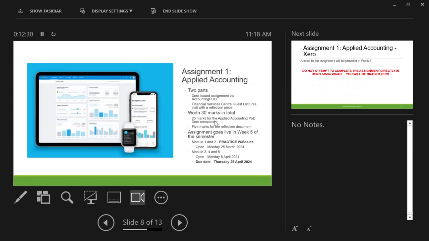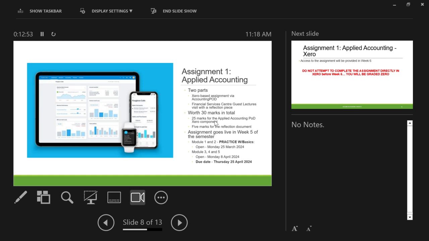Further details of this assessment. The applied accounting assessment, which is assessment 1 basically, consists of 2 components. The first component is, as I explained earlier, the selling point of this unit: the accounting Part 0 based assessment. That carries 25% marks. And the second one is reflection.